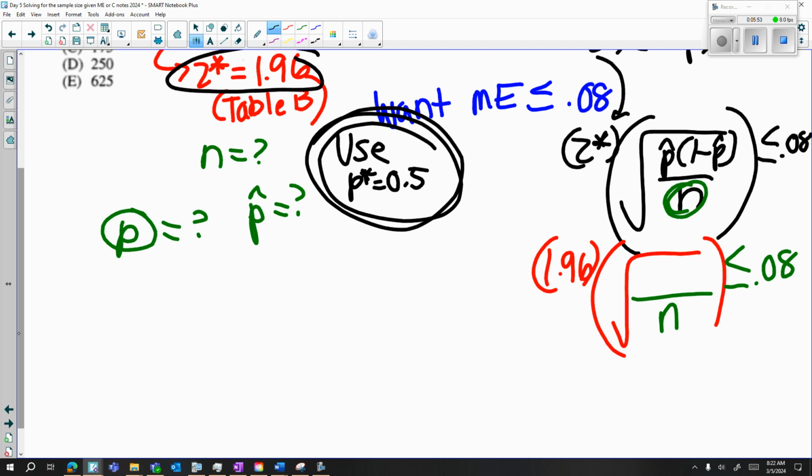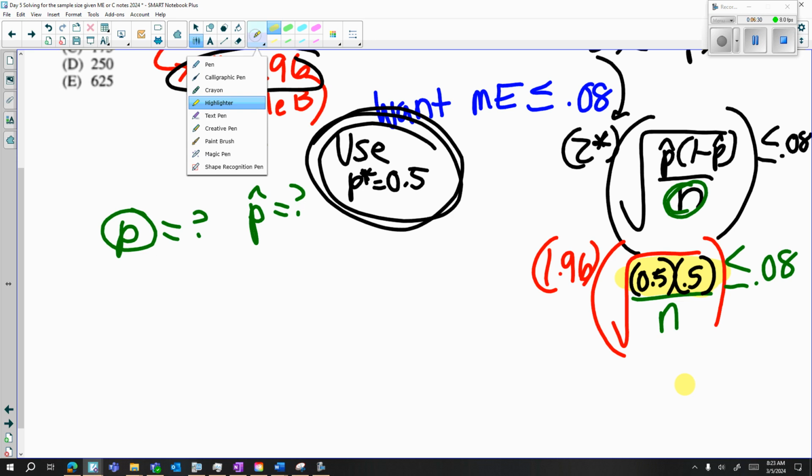So I want you to think about if you put 0.5 here, the complement of 0.5 is 0.5. The largest possible product that you will ever obtain when you multiply something times its complement will be 0.5 times 0.5, 0.25. You're never going to get a bigger margin of error than that because, in the numerator of your radical, let's say you had 0.6, the complement would be 0.4.